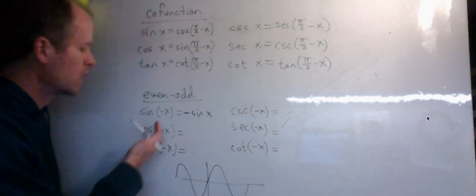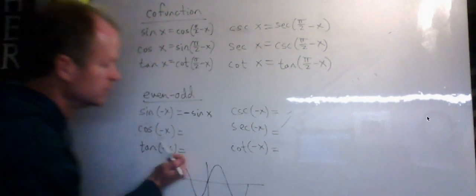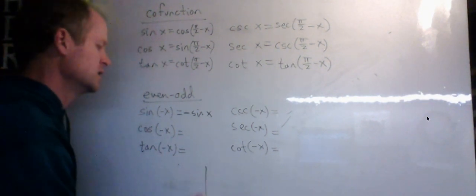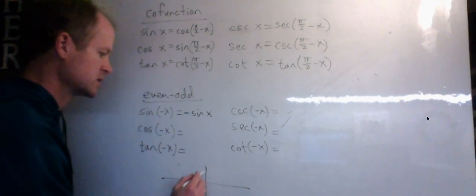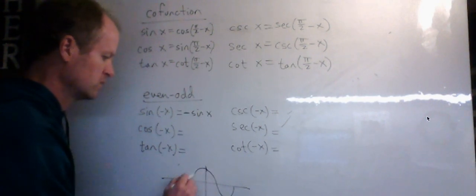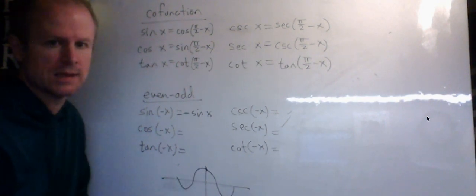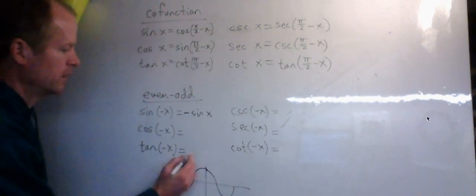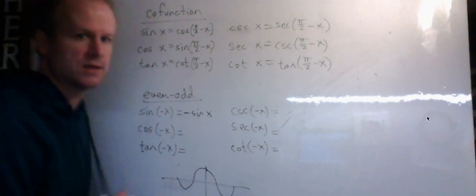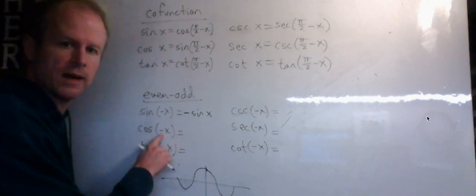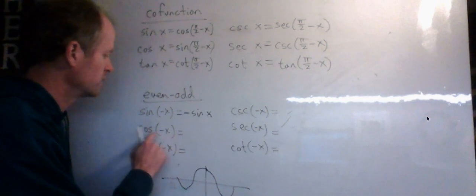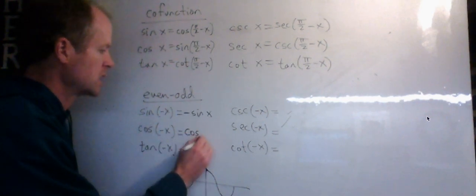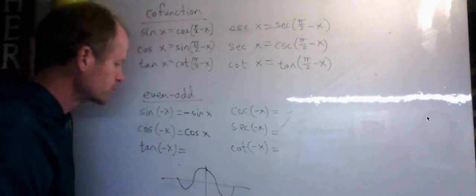Okay. With cosine, cosine looks a little bit different. So cosine is a wave also, but cosine starts up here, sort of like that. Now cosine is an even function, which means it's symmetrical about the y-axis. So opposite inputs give me the same outputs. So it doesn't really matter that I have that negative there. So cosine of negative x is the same as cosine of x.